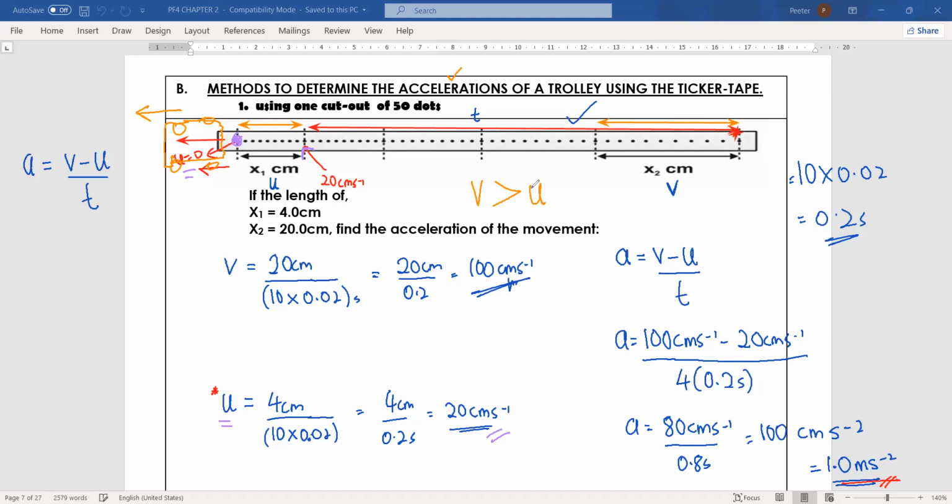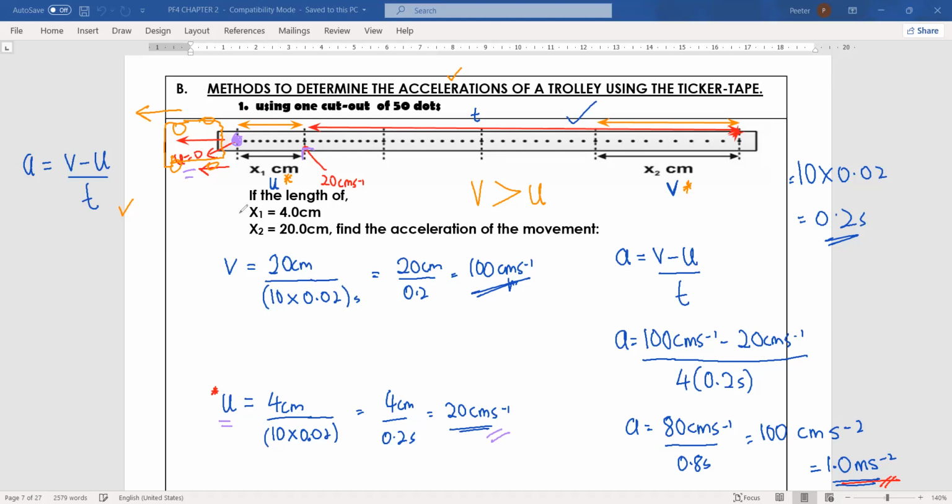So how do we know the direction of movement? The shorter path we take as the initial velocity and the longer path we take as the final velocity, because that's how we know it is an acceleration. So the formula for acceleration is a = (v - u)/t. So when we look at it here, carefully see here, what is the initial velocity?